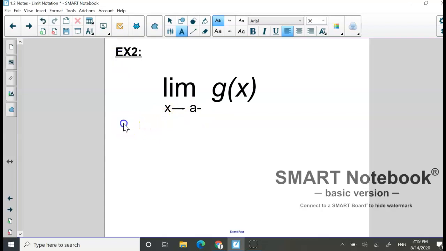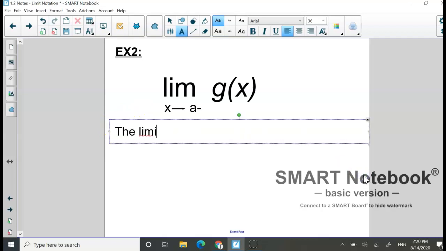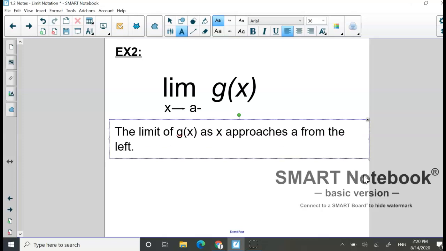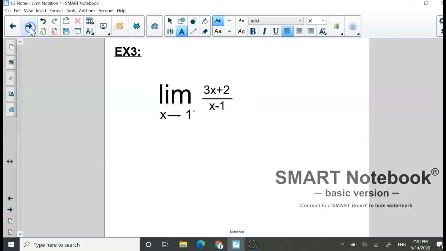But that negative behind the number is not a mistake. This means that you're approaching from the left. So for this particular problem, what we would say is that this is the limit of g of x as x approaches a from the left. Now, if we had a negative in front, that would be negative a. But the negative behind tells us that we're approaching from the left. Sometimes it's easy to get those mixed up because it's a very slight variation in the notation. Let's look at another one.